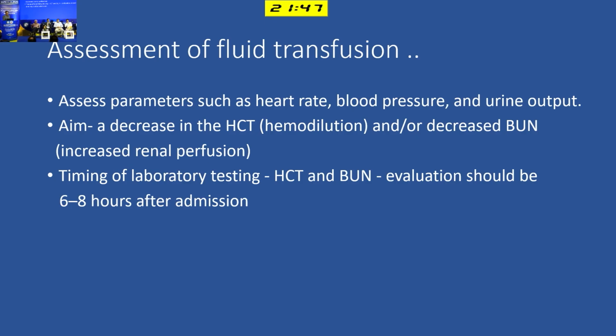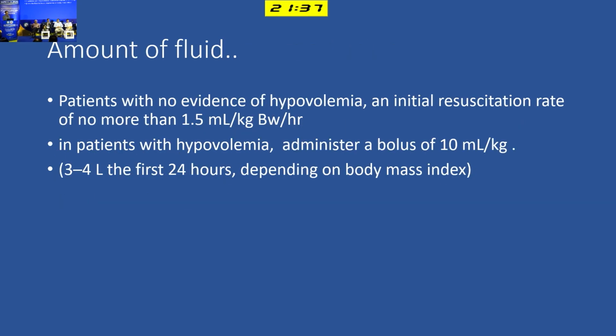Laboratory evaluation should be done every 6 to 8 hours to assess whether the person is responding. After admission, every 6 to 8 hours, a regular assessment needs to be done. And regarding the amount of fluid, if the person has no evidence of hypovolemia, it's approximately 1.5 ml per kg body weight per hour. And if the person has hypovolemia, administer a bolus followed by this amount of fluid, 1.5 ml per kg body weight per hour. But remember, the fluid loss in this group of patients, either by respiration or third space loss, is around 3 to 4 liters in the first 24 hours, which needs to be administered.